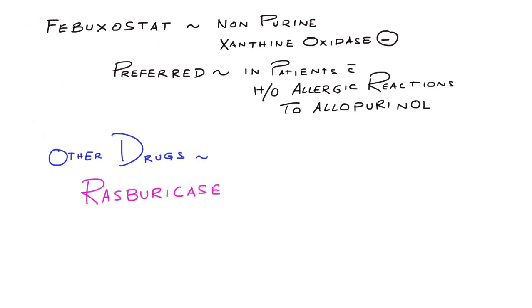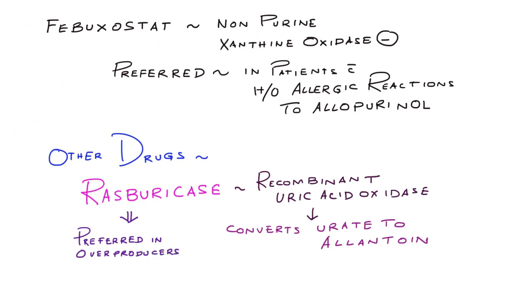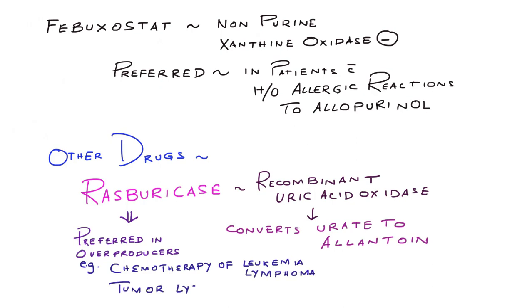One recent advance in the treatment of gout is rasburicase. Rasburicase is a recombinant uric acid oxidase. Now, you probably remember that primates do not have the uric acid oxidase enzyme. So, rasburicase being a recombinant uric acid oxidase converts uric acid to final metabolite allantoin and thereby it decreases blood uric acid levels. Rasburicase is actually preferred in overproducers of uric acid, like in people who are receiving chemotherapy for leukemia or lymphoma, or in situations like tumor lysis syndrome.